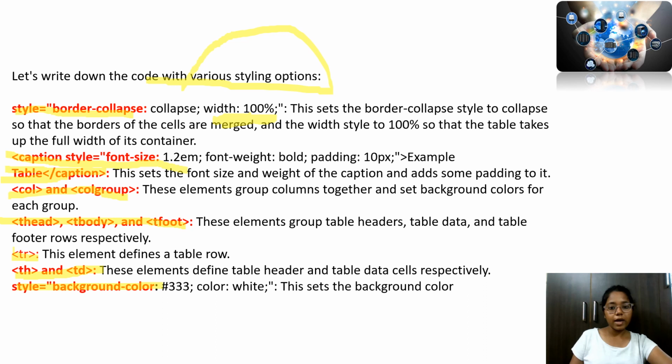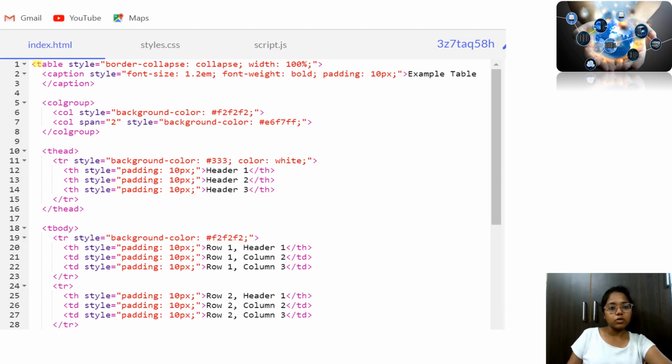Then the style is equal to background-color. This is the color given, white. So this sets the background color. So here we can see we are using the table.